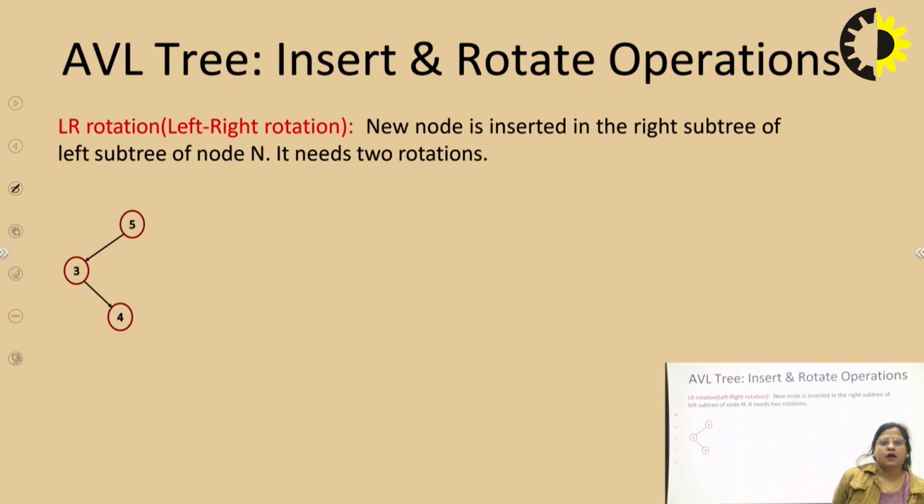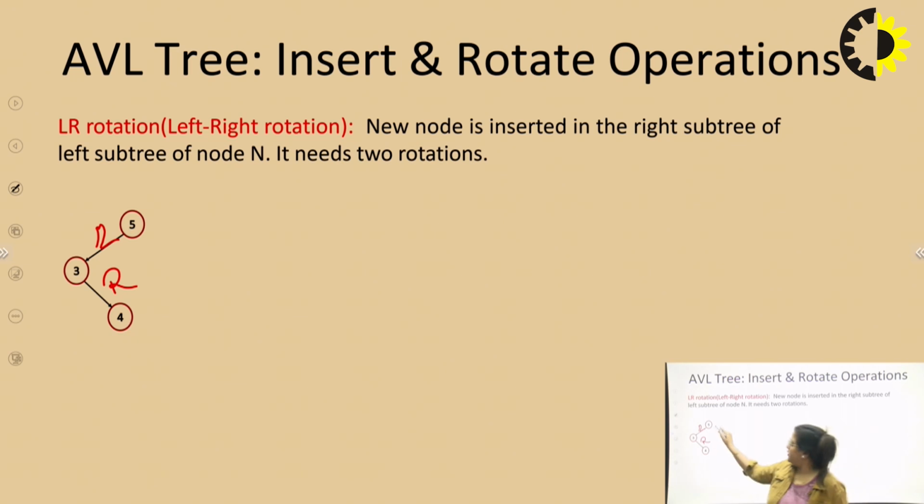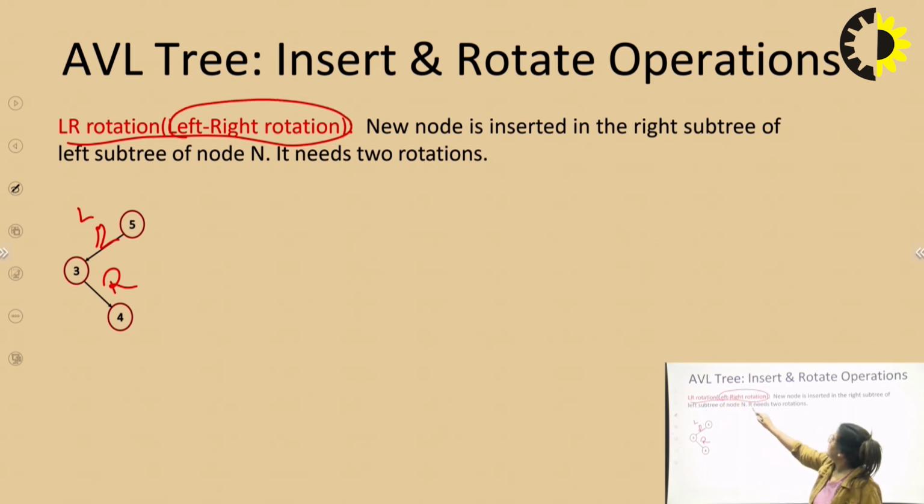LR rotation. LR rotation means a new node is inserted in the right subtree of the left subtree of any node. It is the L part and then it needs to go right. So here the rotation is different, L and R. In LR rotation, left right rotation, we need two rotations. Two rotations means firstly convert into LL, after that convert clockwise.